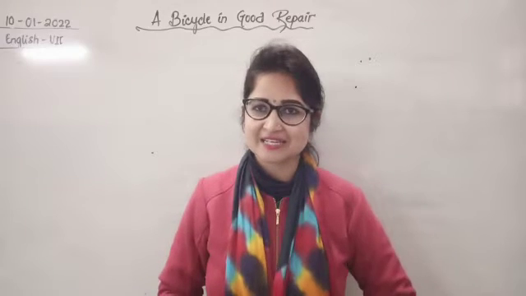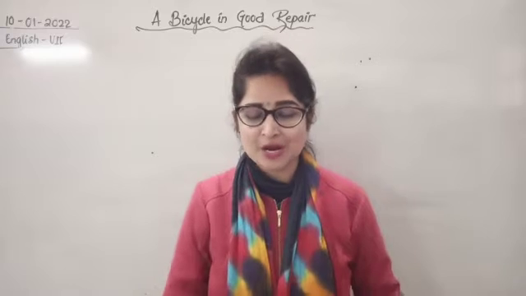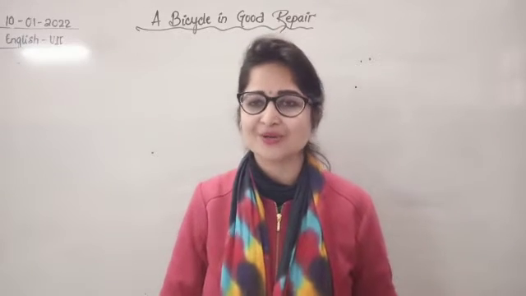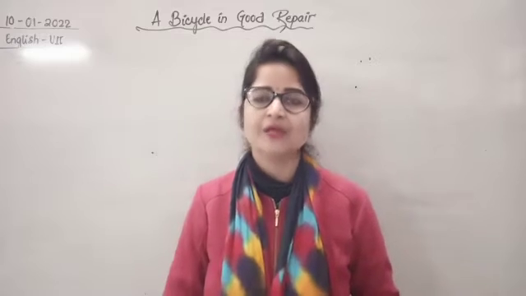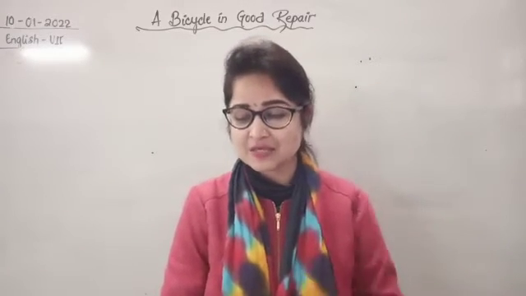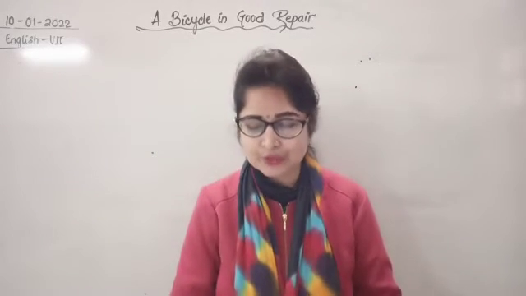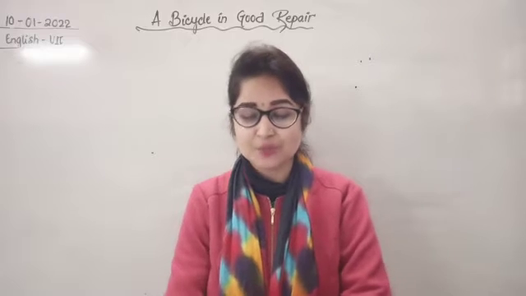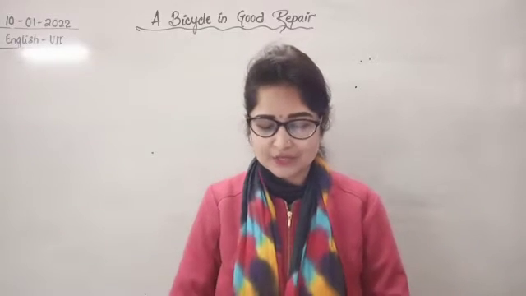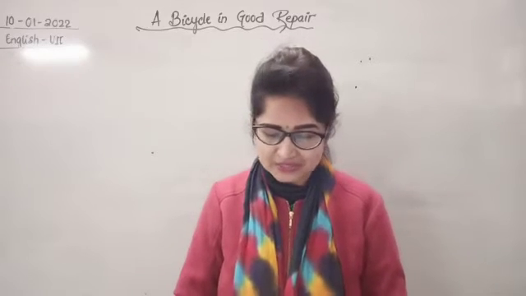Children, for today's English lesson, we are going to continue with the 9th chapter from your Honeycomb book, A Bicycle in Good Repair by Jerome K. Jerome. I have already finished making you write the meanings, and we had also started with the question and answers from your textbook, and now we are going to continue with the 6th question from your book. After that, we will continue with the working with language part. Okay, that is on page 133.